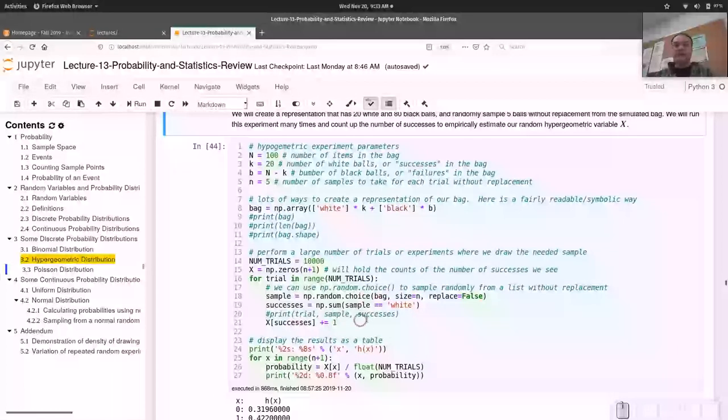And then we can just count up. Sample equals white: since this returns a NumPy array, this will turn it into a Boolean result, so you end up with a Boolean NumPy array. And if you sum up a Boolean, Trues are equivalent to 1. So this has the result of adding up all of the successes, all the balls that were white, which is our random variable that we're trying to get here.